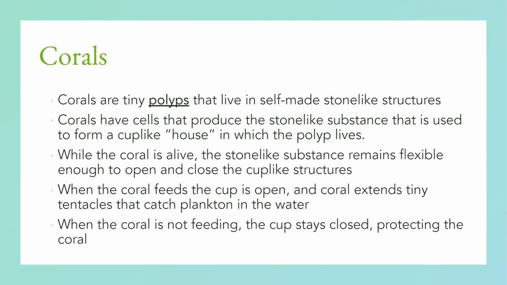Corals are essentially tiny polyps that live in calcium carbonate cup-like structures. These stone-like structures are essentially the house where the polyp form of a coral lives. While a coral is alive, it lives in its stone-like house, but it remains essentially flexible enough that these cup-like structures can open and close. And when they're open, the coral can feed, and when it closes, it's hidden away from any possible predators. So the cup can open and close, protecting the coral.